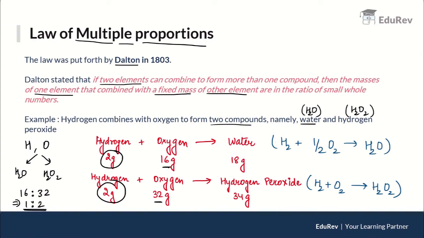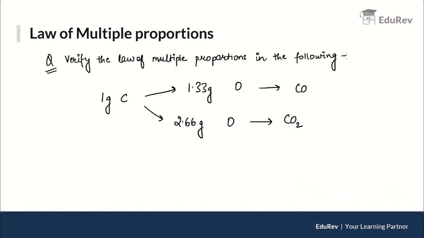See this question, it says verify the law of multiple proportion in the following, and this data is given to you. As you can see here, we have two elements, carbon and oxygen, right? Here 1 gram of carbon is combining with 1.33 gram of oxygen to form carbon monoxide, and here it is combining with 2.66 gram of oxygen to form carbon dioxide.